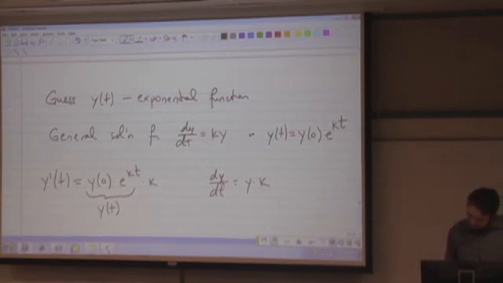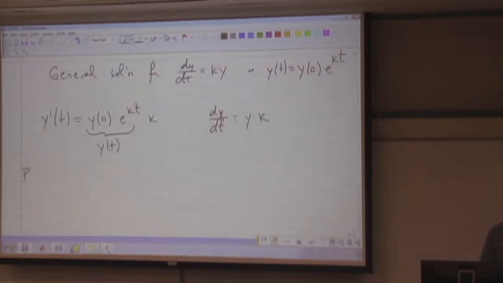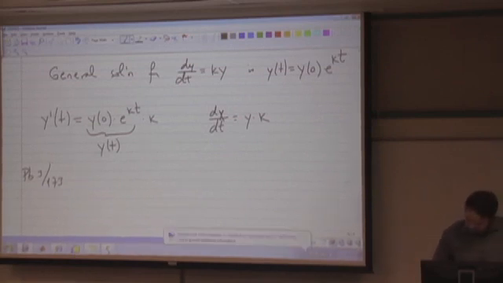So should I go through this example, or maybe we should just pick a problem from the book? Let's just pick a problem from the book. How about I do problem 3 on page 173. So let's see. A bacteria culture initially contains 100 cells and grows at a rate proportional to its size.